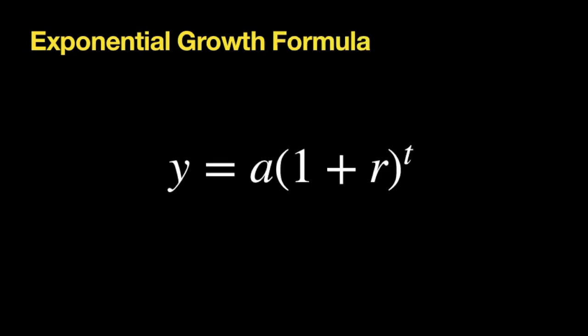The exponential growth formula is y equals a, and a is going to be a constant, times 1 plus a specific rate, the whole thing raised to t, and t is going to be the time. So this is the formula. You need to make sure that with the information given, you can plug it in and you're able to solve for the missing parts.